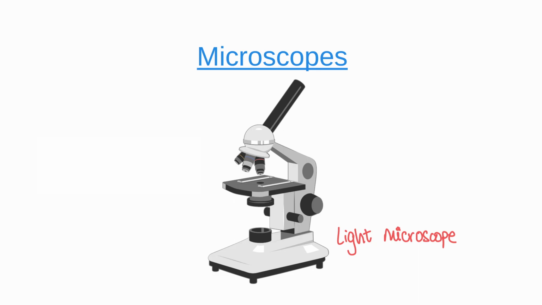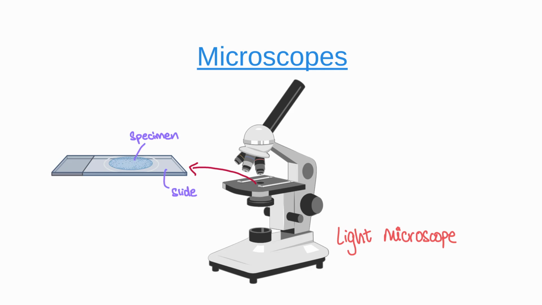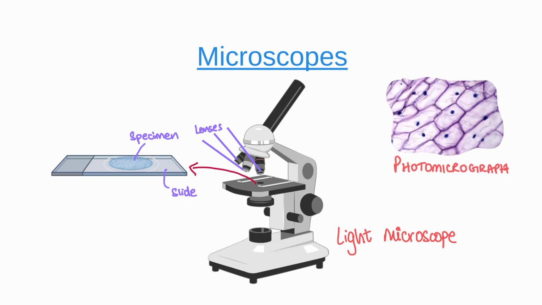Now to prepare what you want to see, you sort of make a slide and you put that particular cell or tissue or whatever it is you want to see between two thin sheets of glass. This preparation is called a specimen inside a slide. Now right above this slide are three sort of extensions that you can see. These are your lenses. These are essentially the magnifiers that are going to be enlarging the specimen that you're using. Now, the image produced after being magnified is essentially called a photomicrograph.